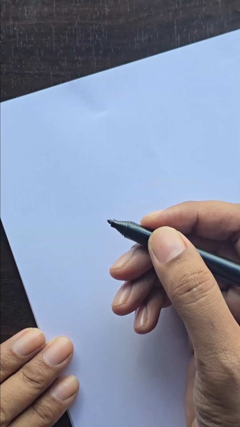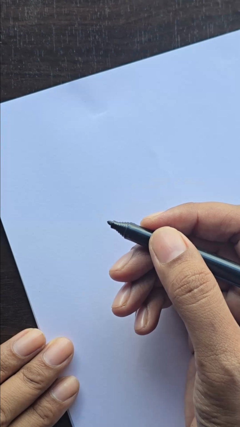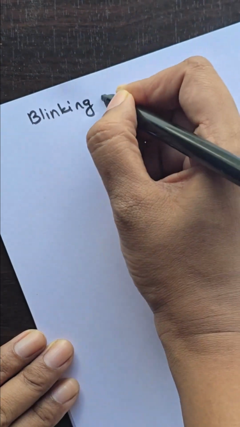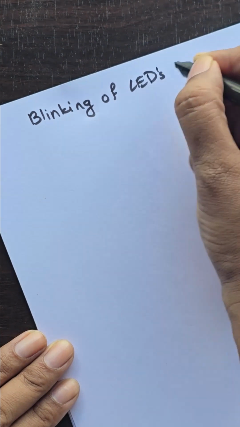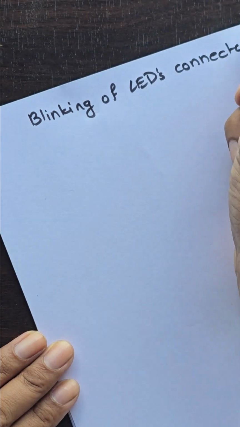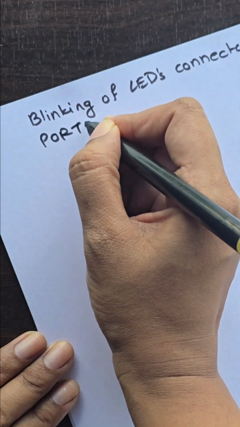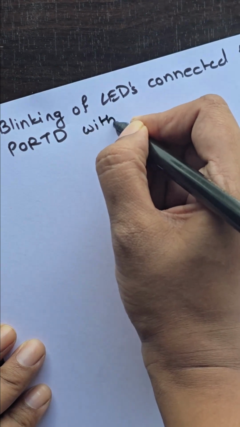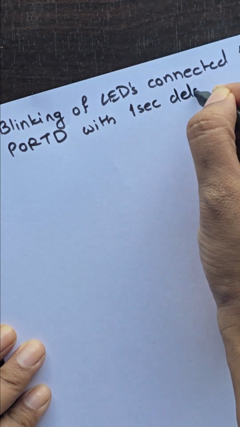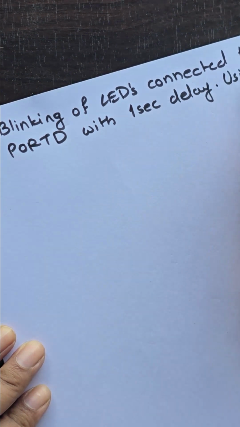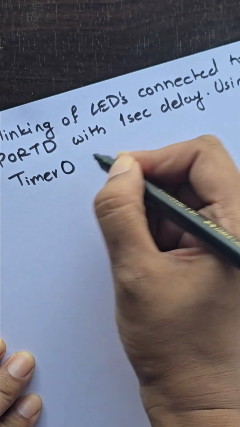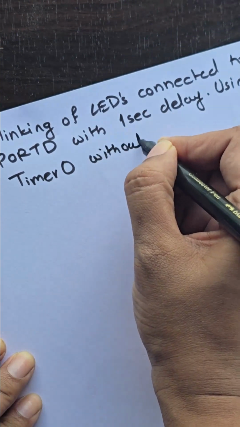Now we will see our first program for the timer experiment: blinking of LEDs connected to port D with 1 second delay using timer 0 without interrupt.